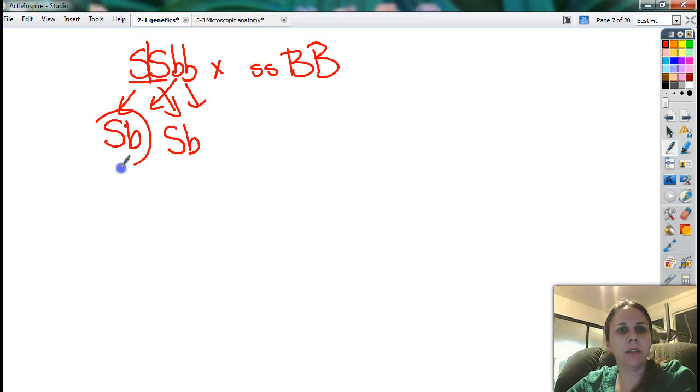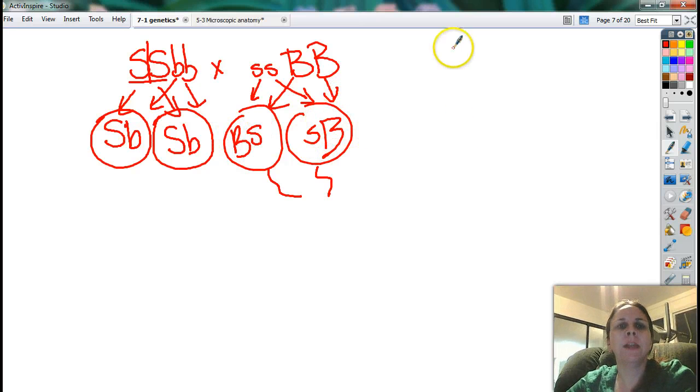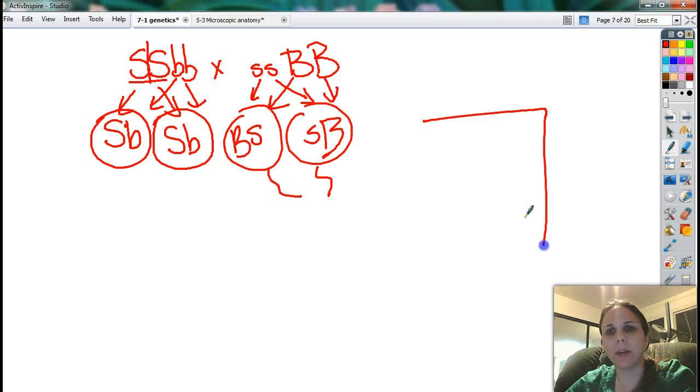So that means that the eggs are going to carry a big S and a little b. Same thing here. The little s's are going to separate into the sperm. That's a sperm. And then the big B's are going to separate as well. Big B, big B. Okay. So now what we have to do is figure out how they're going to mix together. So that's where the dihybrid Punnett square comes from.